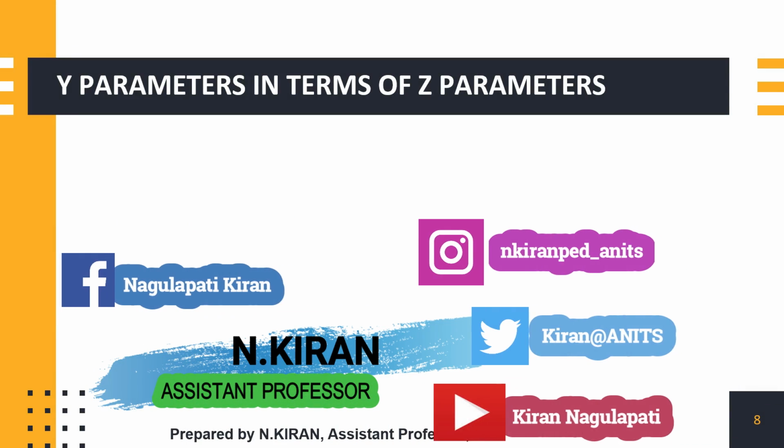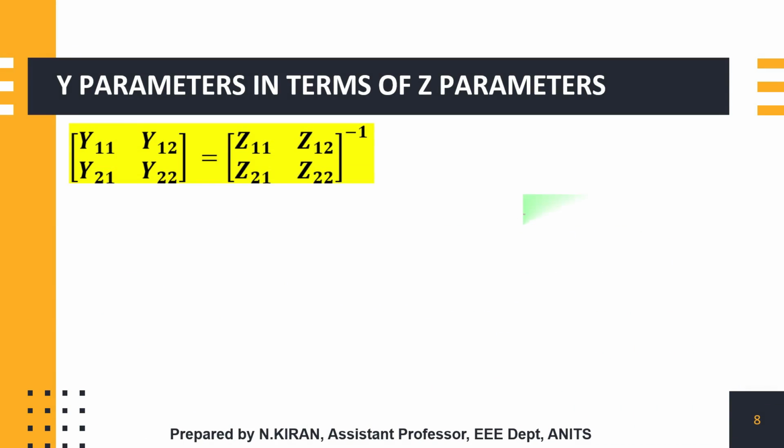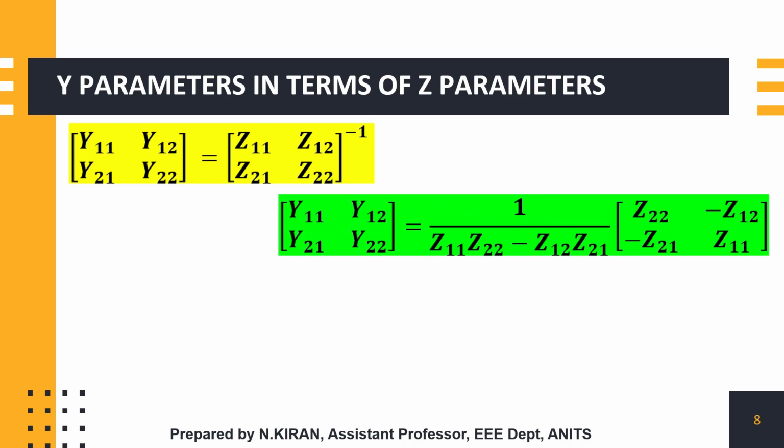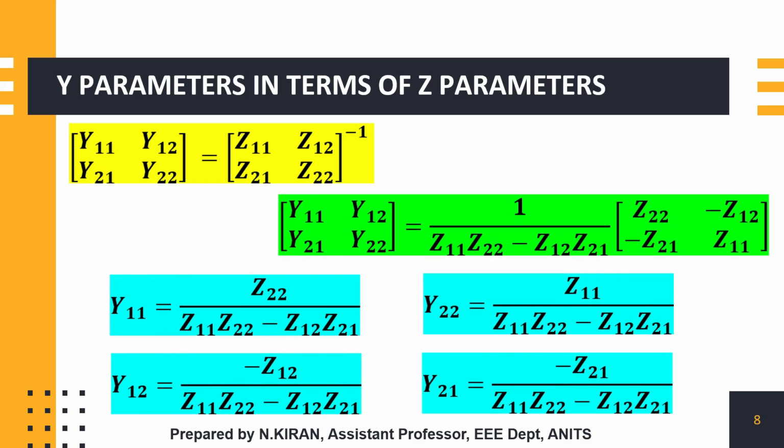Now Y parameters in terms of Z parameters. So this is a very simple example. Since both are inverse of one another, we'll just find the inverse of the matrix, which will give me the Y parameters in terms of Z parameters.